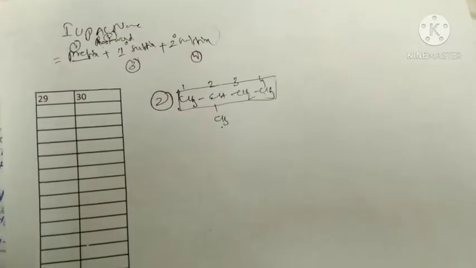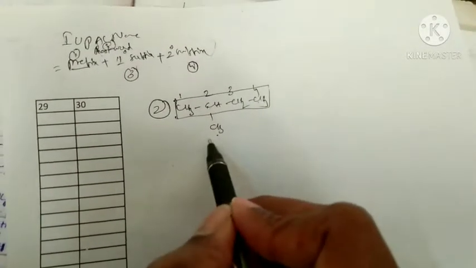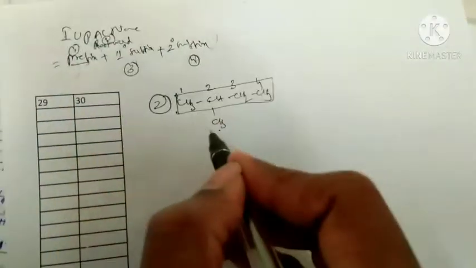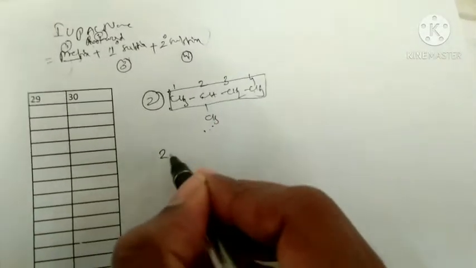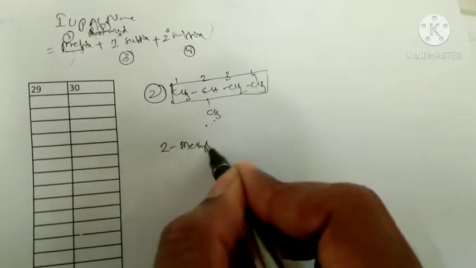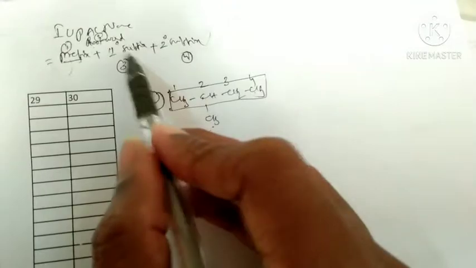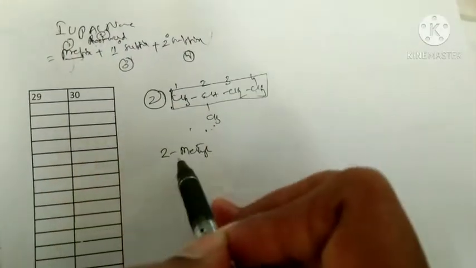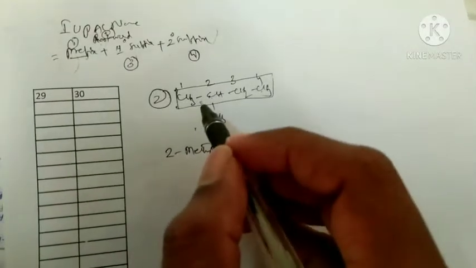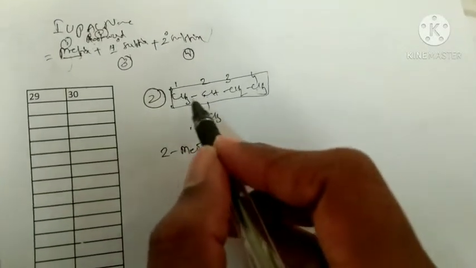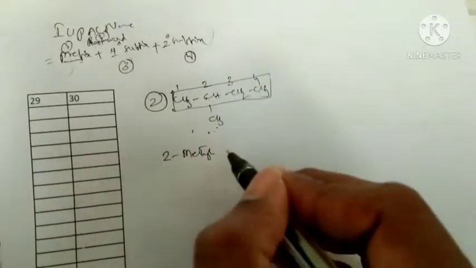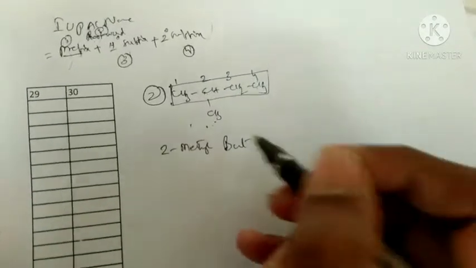Next, after giving numbers, we should give the name. What is the prefix? Methyl, present on the second carbon, so 2-methyl. Next, what is the root word? After the prefix, we go to the root word. Root word means how many carbons are present in the straight chain? 4 carbons, so the root word is but.